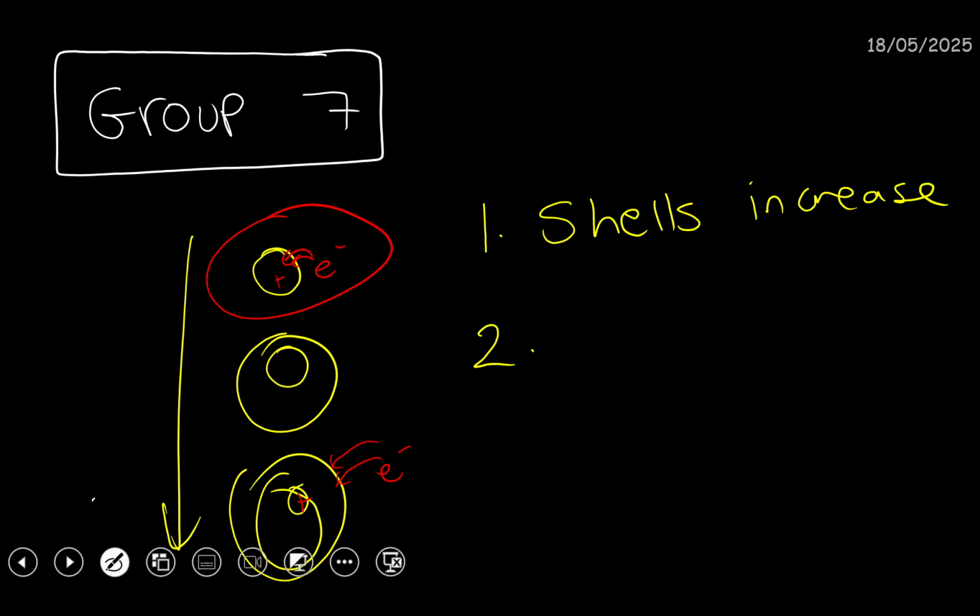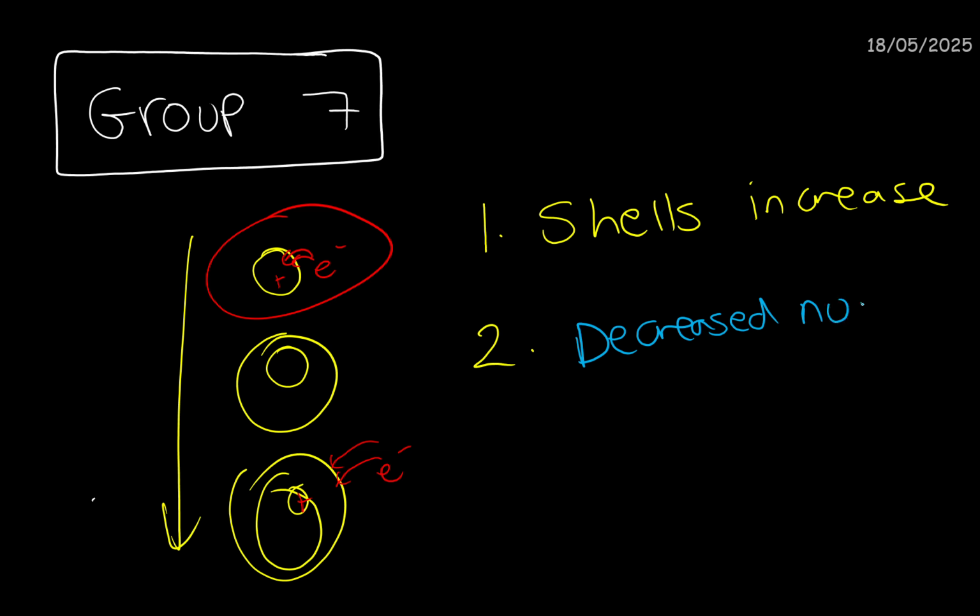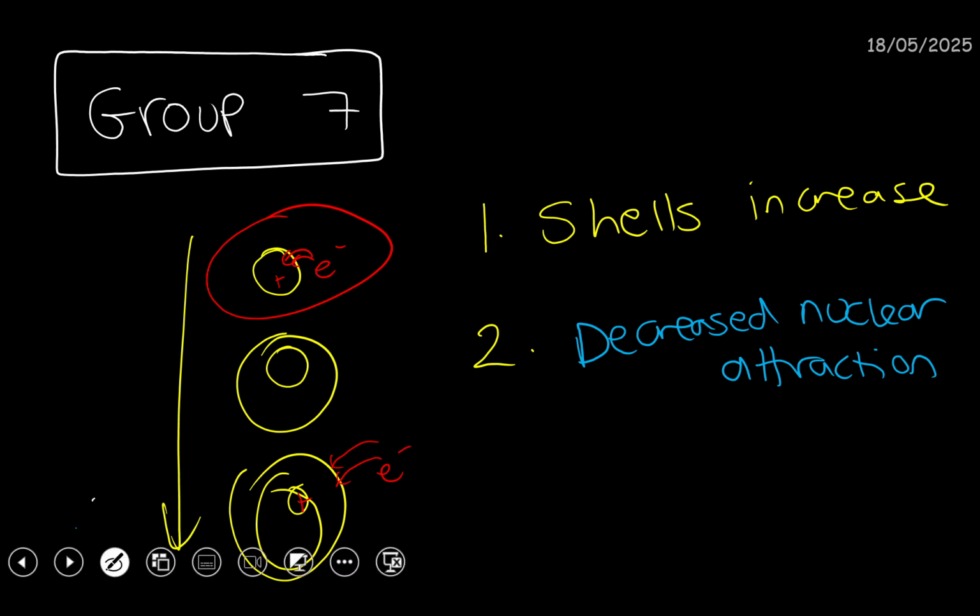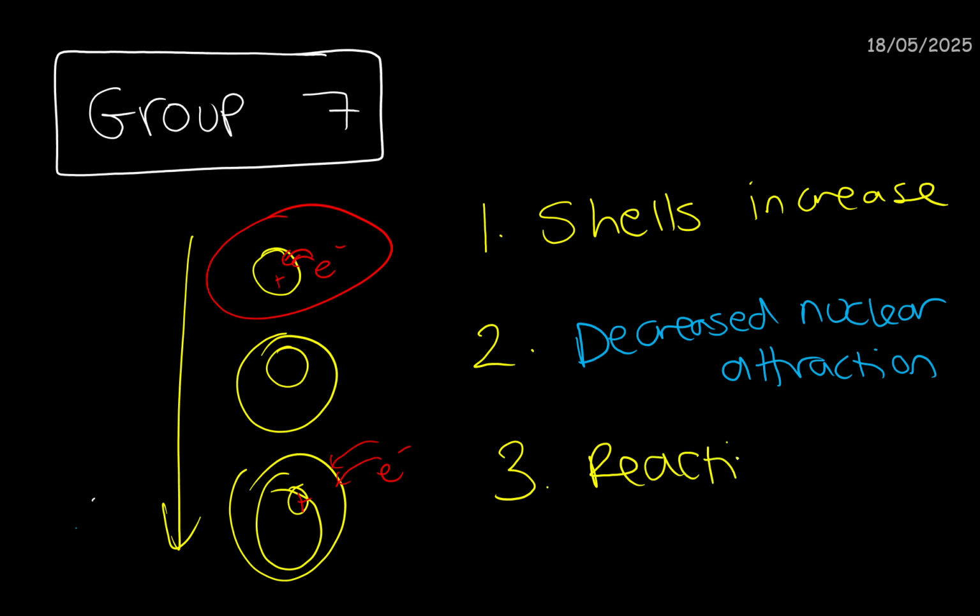Same 2 points. Decreased nuclear attraction. If there's decreased nuclear attraction, then we can say that the reactivity does what, David? Decreases. And that's what happens in group 7. Yeah, so look, it's the same first 2 points. Shells increase, decrease nuclear attraction. Just remember that group 1 increases reactivity, group 7 decreases reactivity, and you'll be fine.